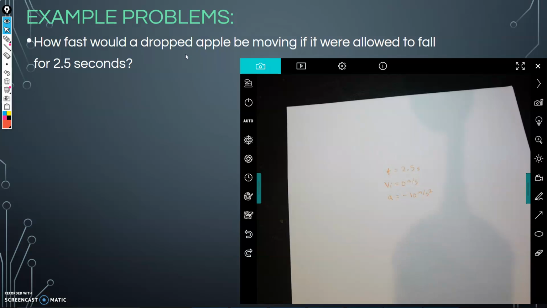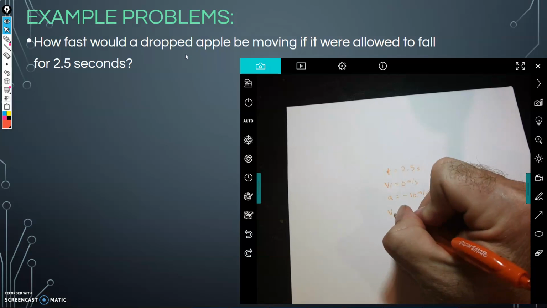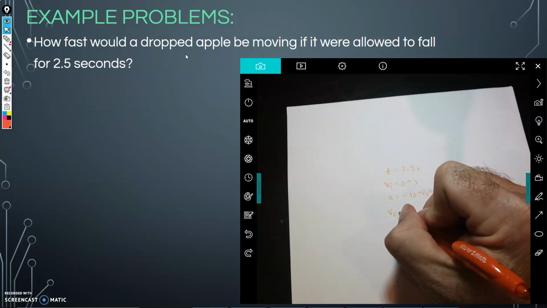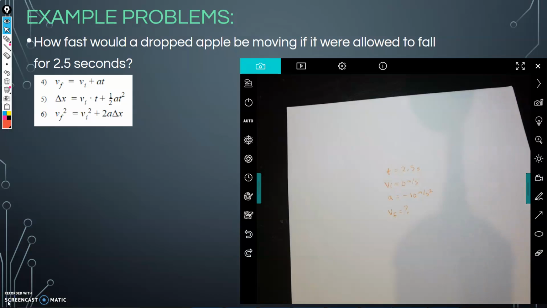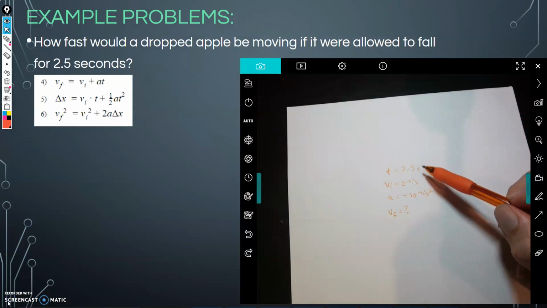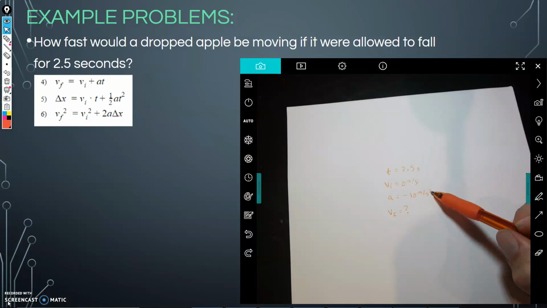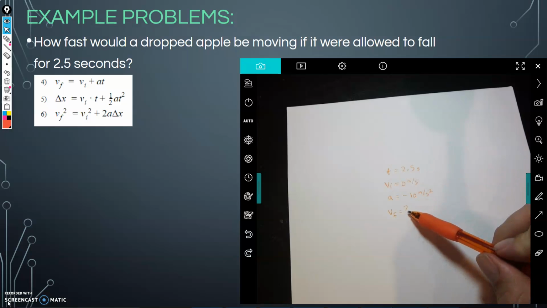All right, and we're asked to figure out how fast. So we want to know how fast it is falling after that time period. So it's the final velocity that we're looking for. All right, so we've identified the information that was given to us in the problem. We've got the time, we've got the initial velocity, we've got the acceleration. We know we're looking for final velocity.